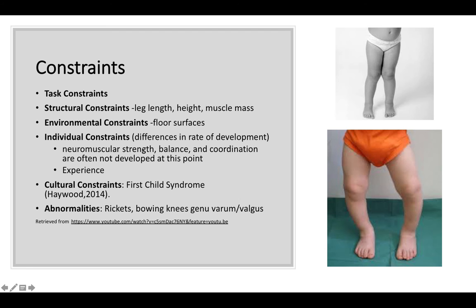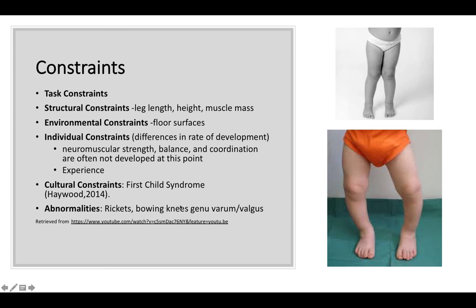Individual constraints, and of course with every toddler or infant, there's quite a big difference in the rate of development among the age groups, but neuromuscular strength, balance, coordination are often not developed at this point, so that's usually a constraint for many. And then of course experience, lacking experience could be a constraint.